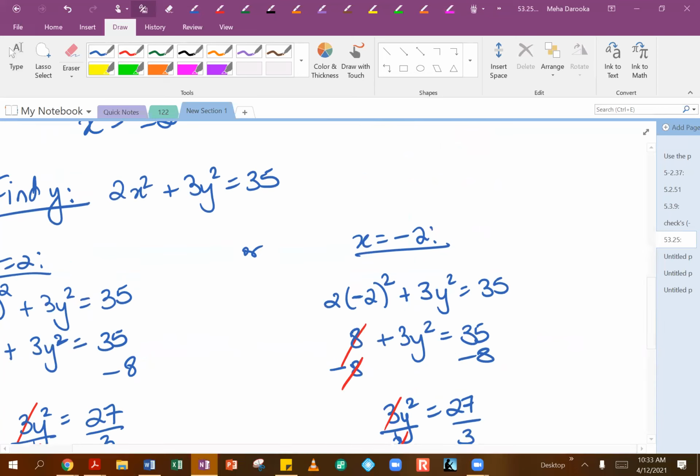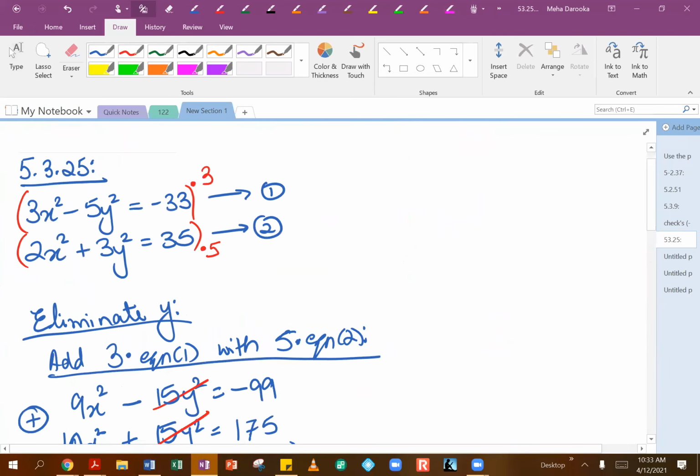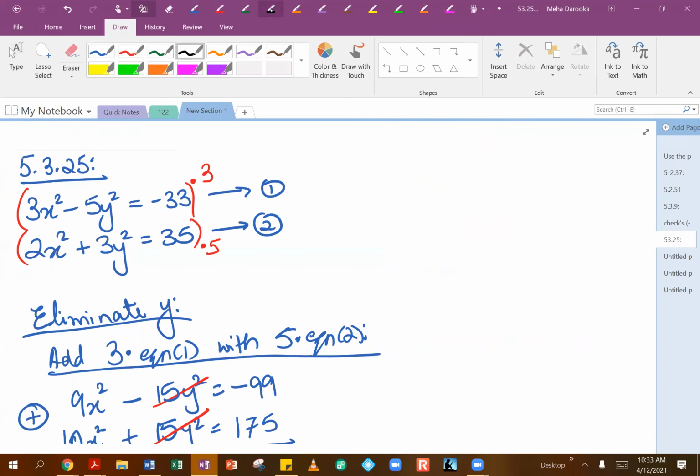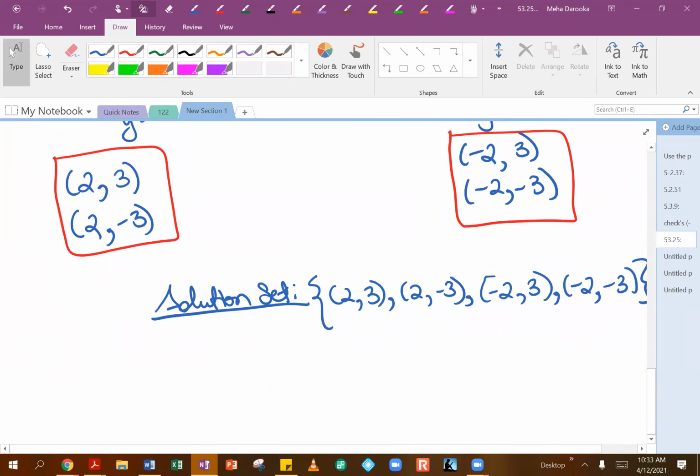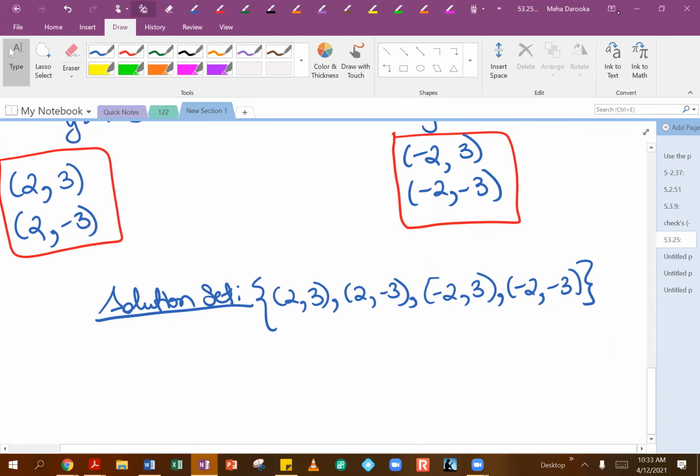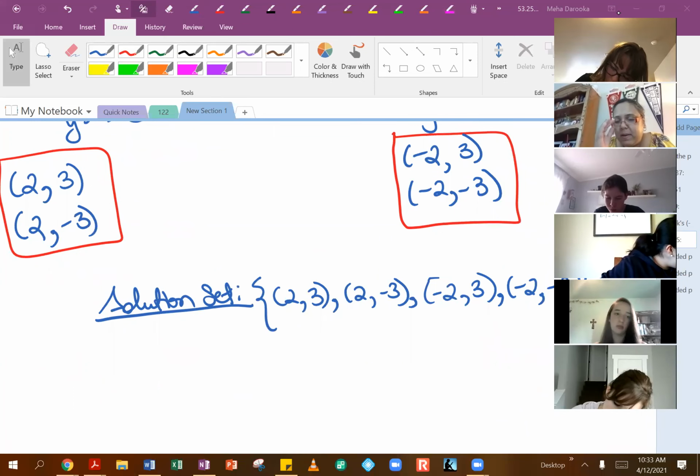Questions on this one over here, guys? And, again, you can just throw this in your calculator, but just make sure you check all 4 of those ordered pairs just to make sure they will satisfy each of those equations. Any questions with those guys?